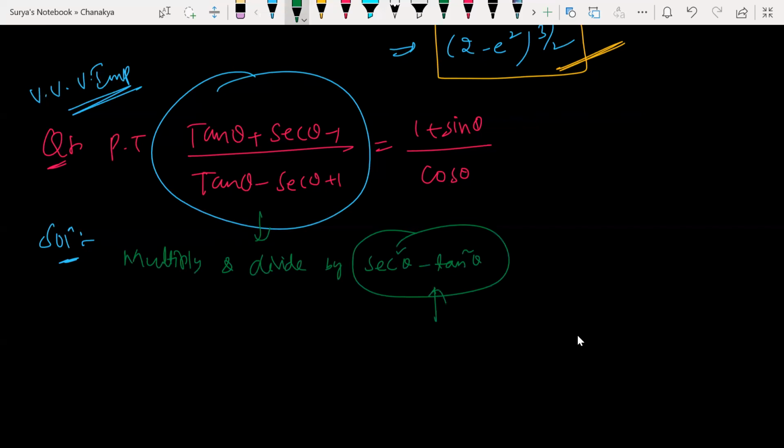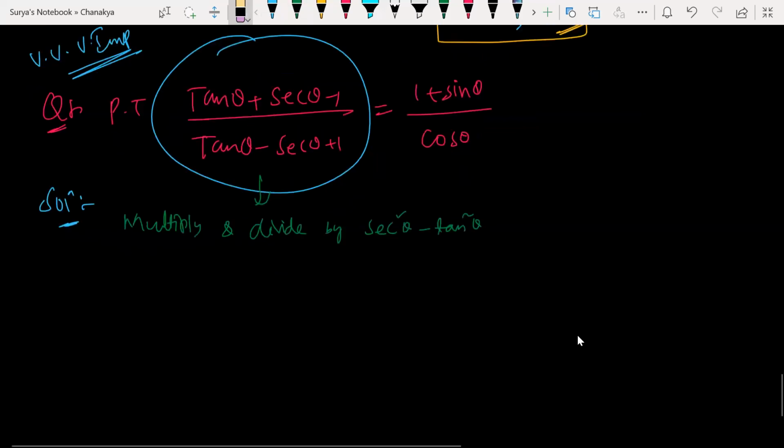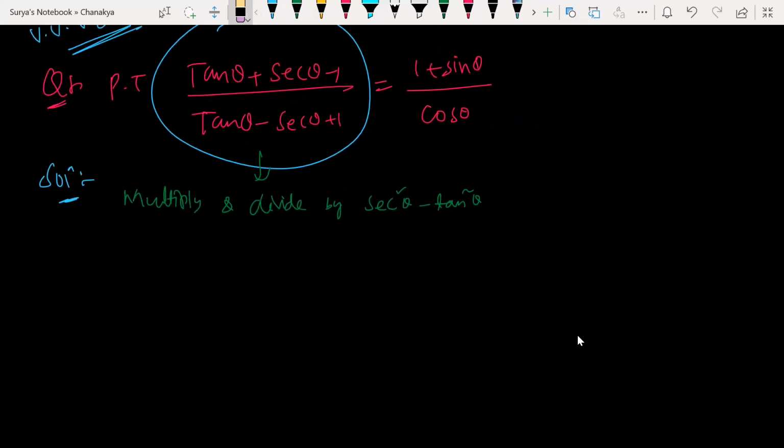Secant square theta minus tan square theta, how much? 1 only, right? Can I multiply and divide with secant square theta minus tan square theta? What does it give me? Tan theta plus secant theta minus 1 divided by tan theta minus secant theta.